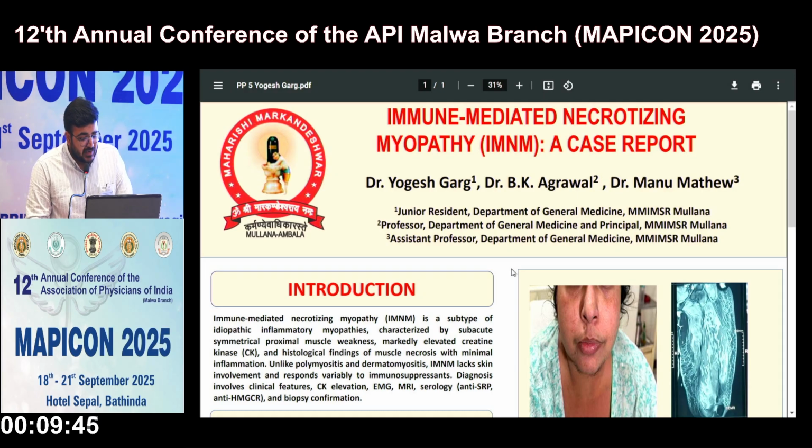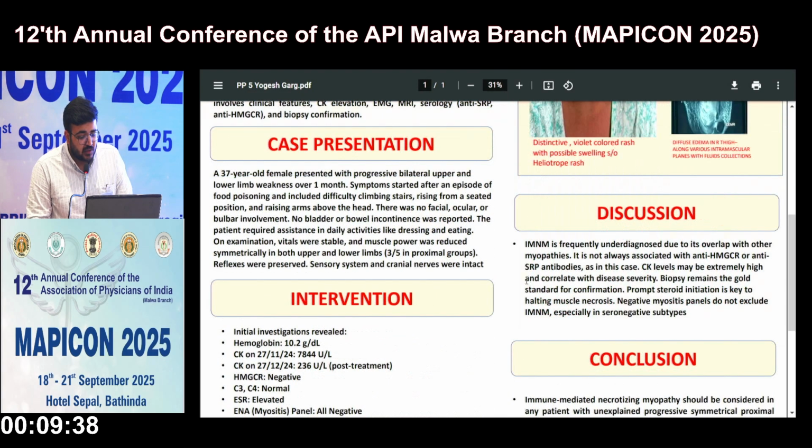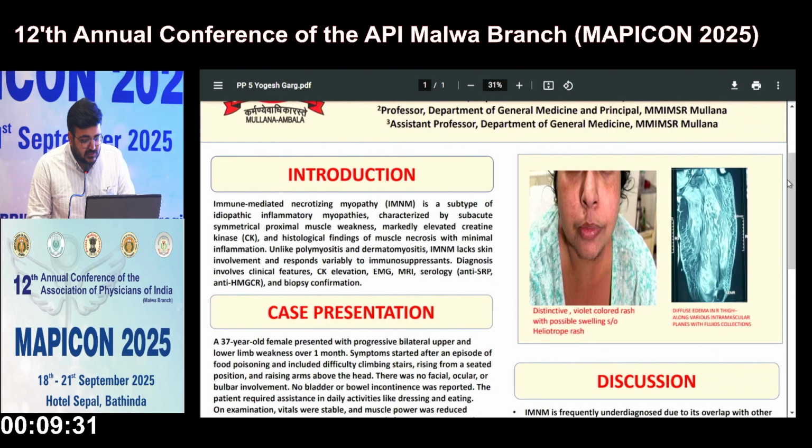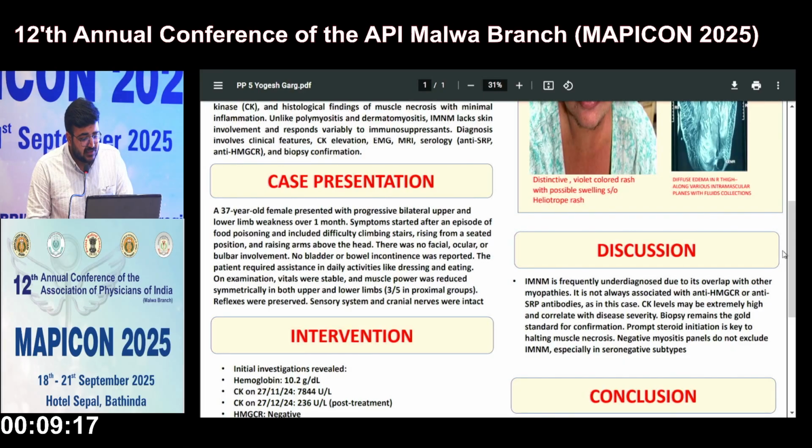Unlike polymyositis and dermatomyositis, immune-mediated necrotizing myopathy lacks skin involvement and responds variably to immunosuppressants. Diagnosis involves clinical features and creatine kinase elevation, EMG, MRI, and serology, that is anti-SRP and anti-HMG-CoA reductase antibody, and biopsy confirmation. Case presentation: a 37-year-old female presented with progressive bilateral upper and lower limb weakness over 1 month.